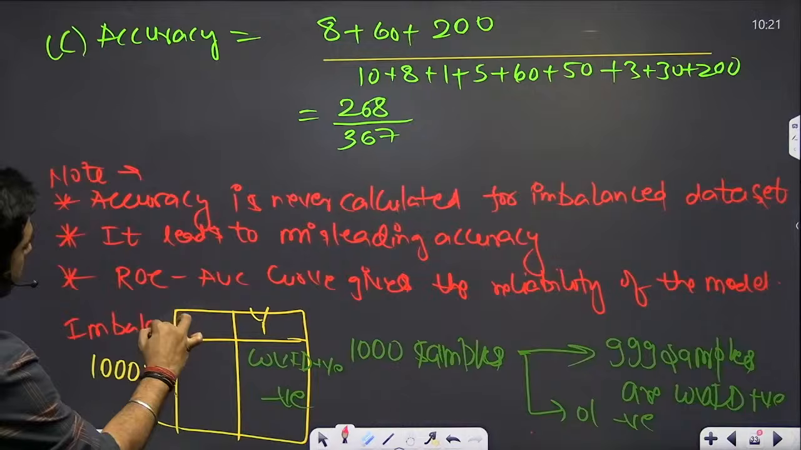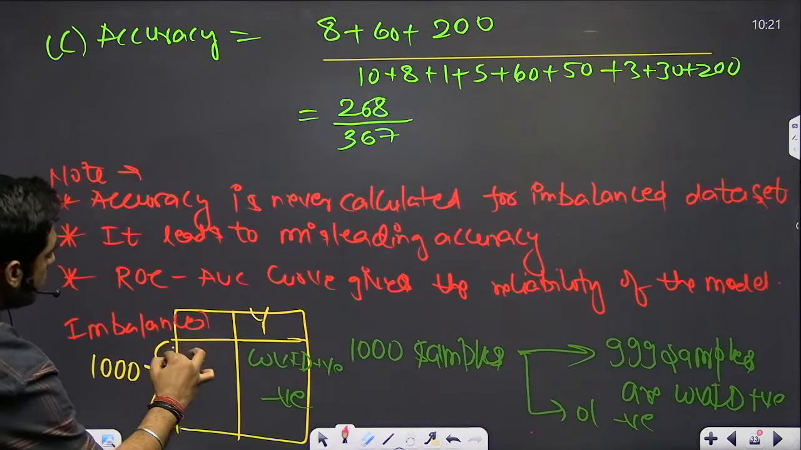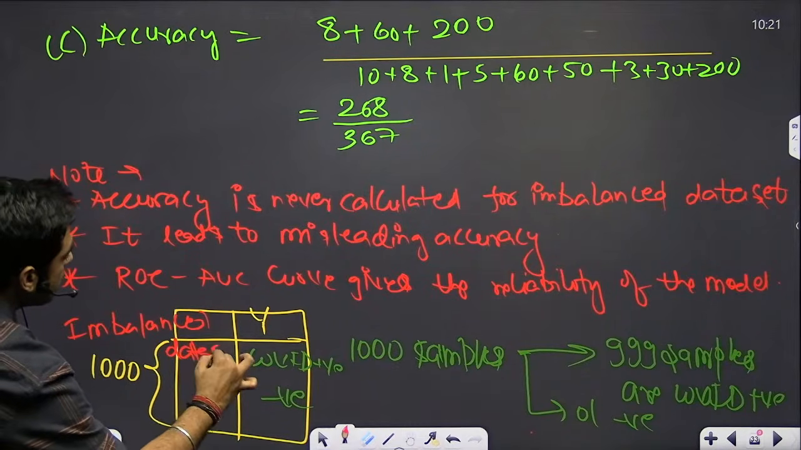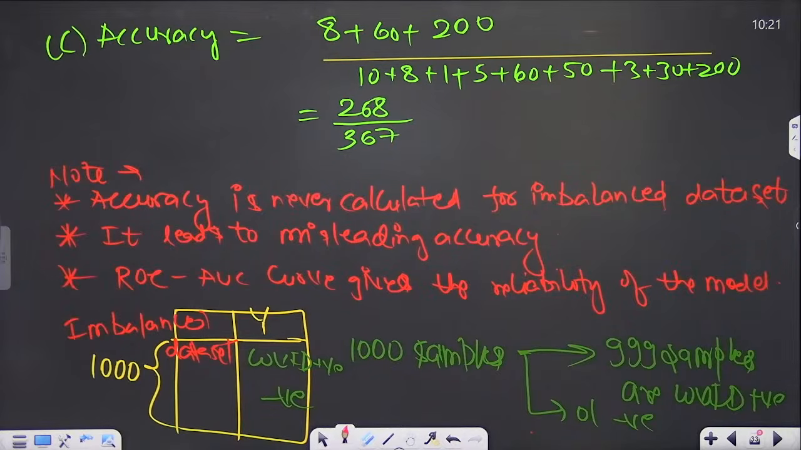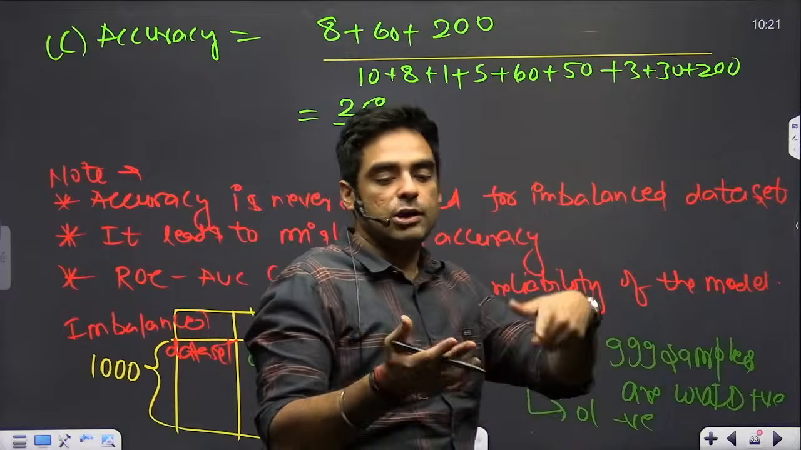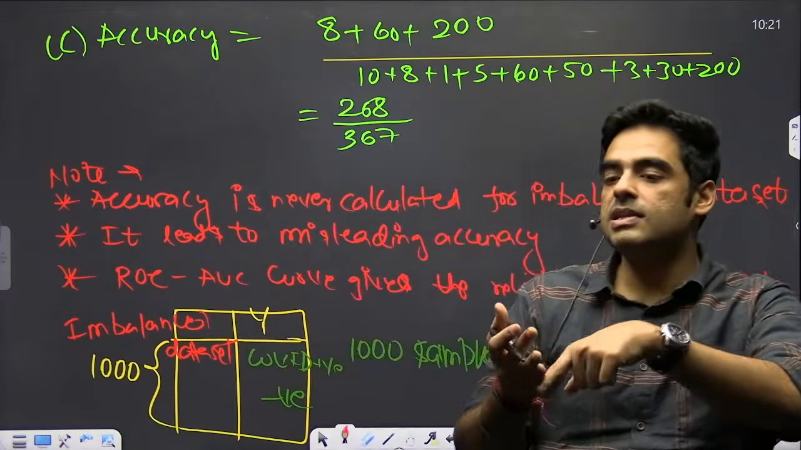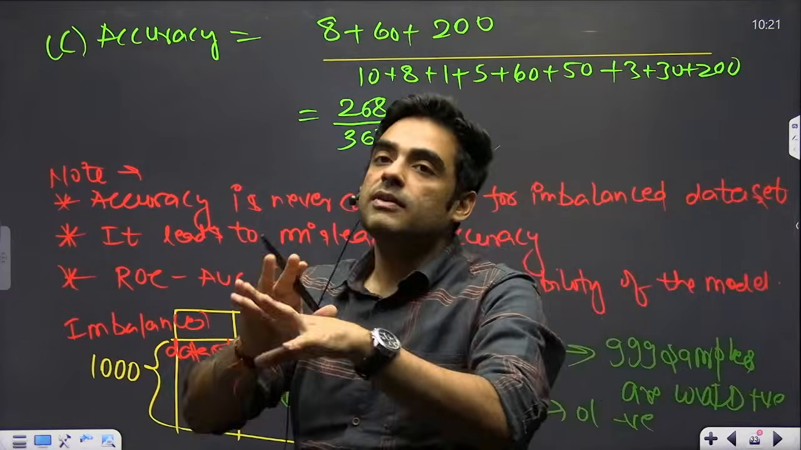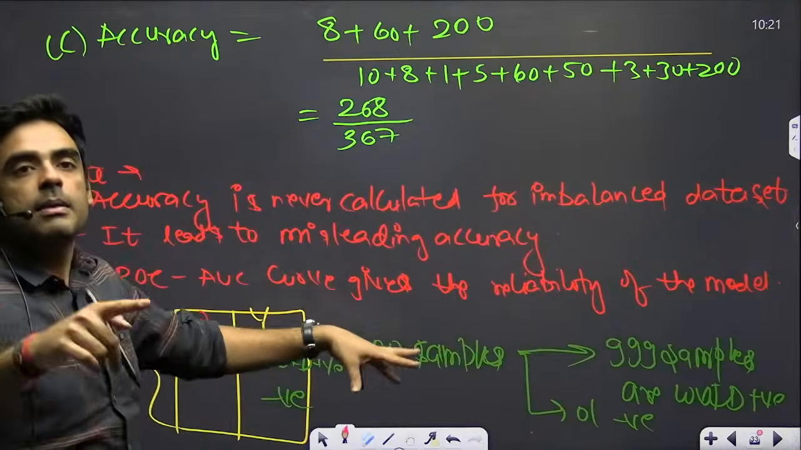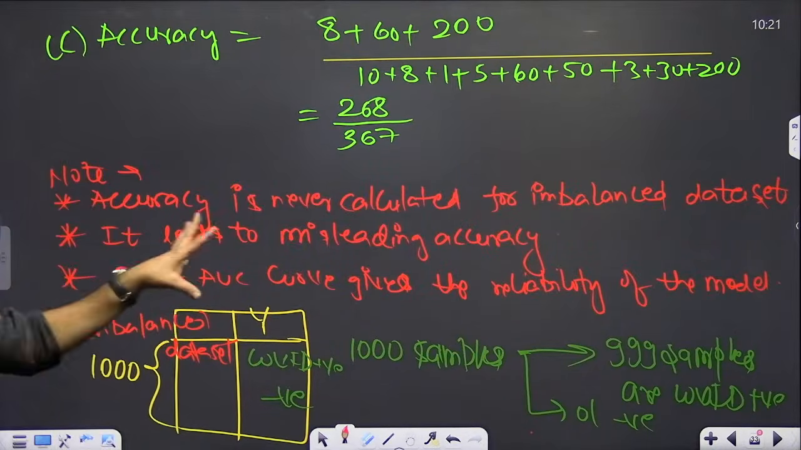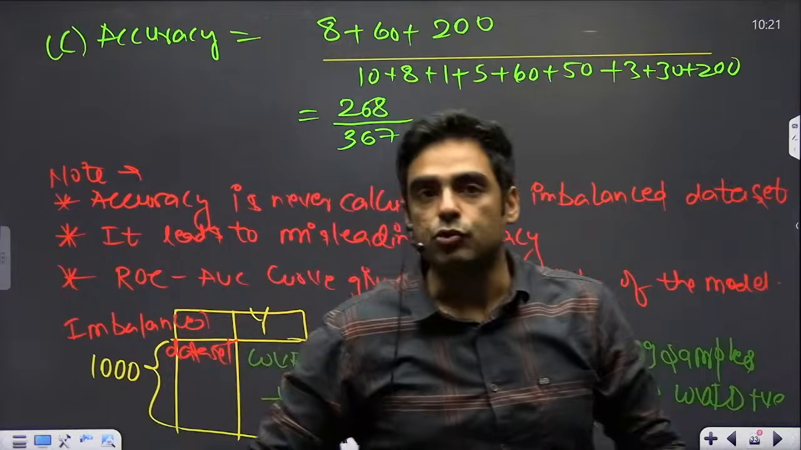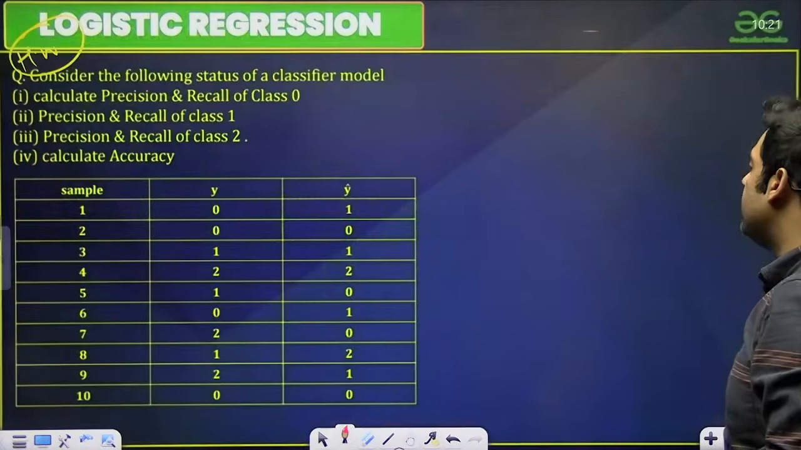In this case, we never calculate accuracy. That is why it is always said to calculate precision, recall, F1 score, ROC, AUC curve and other things, but never calculate accuracy, because that could be misleading. Very important point, highly asked in interviews.